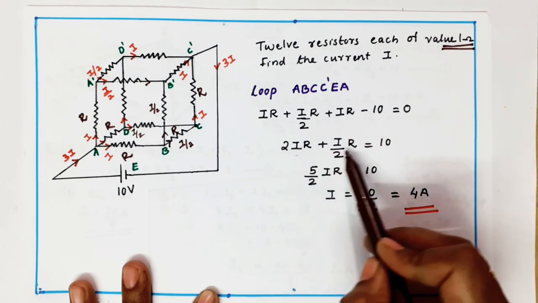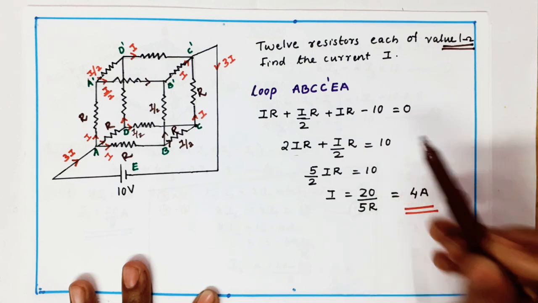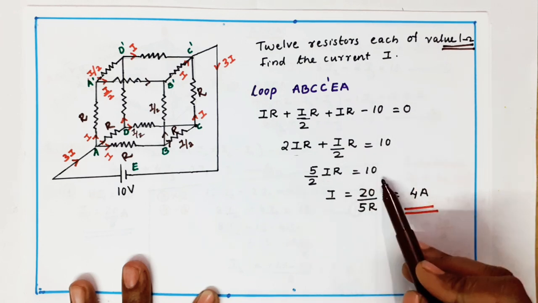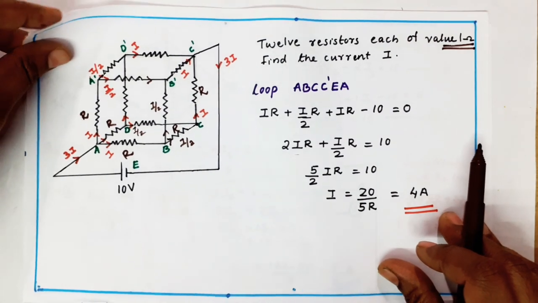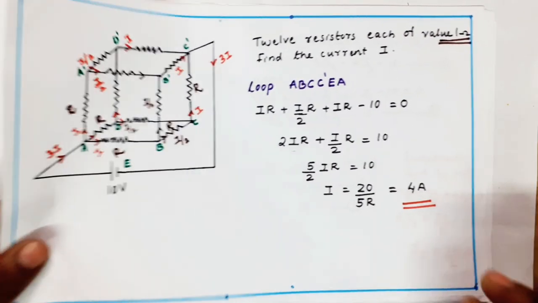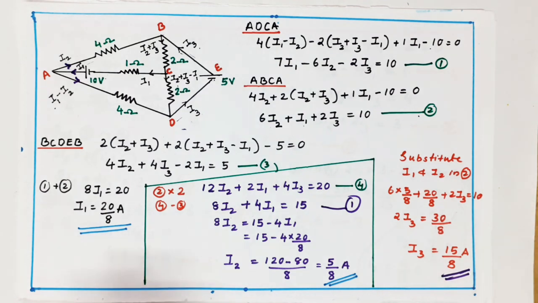That is 2 IR plus I by 2 R equal 10. 5 by 2 IR equal 10. I equals 20 by 5 R. That is 4 ampere. Clear? We'll go for the next question.